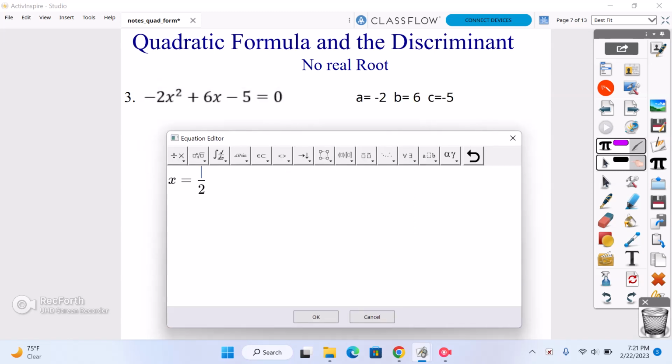negative b, and our b term is 6. So we're going to say negative 6 plus or minus the square root of b squared, which we know is 6. So 6 squared minus 4 times a, which is negative 2, times c, which is negative 5, all divided by 2 times a, or 2 times negative 2.